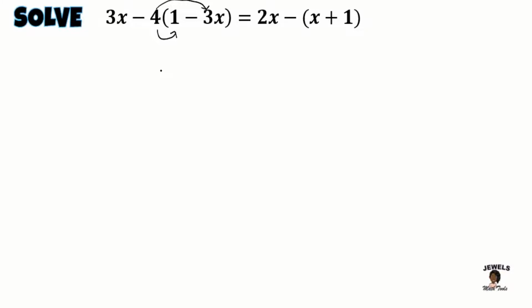So we're going to be multiplying our negative 4 times 1, and also our negative 4 will be multiplied to our negative 3x. When negative 4 is multiplied to 1, that's negative 4, and negative 4 times negative 3 will give us a plus 12x. And on our left hand side, we'll just return the 3x back to our equation.